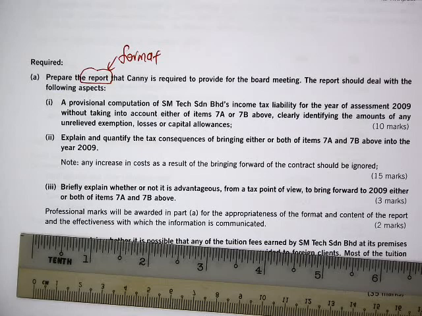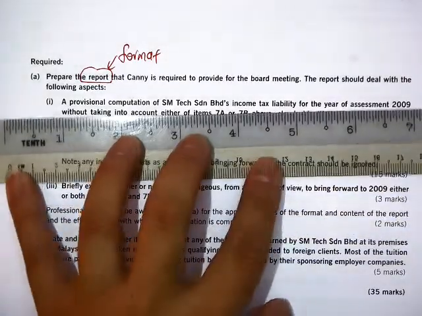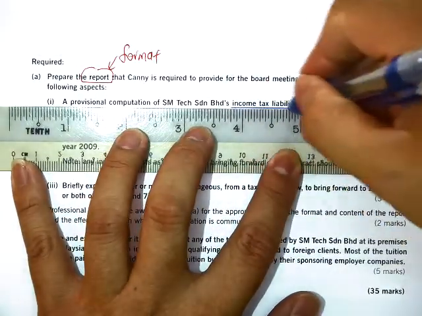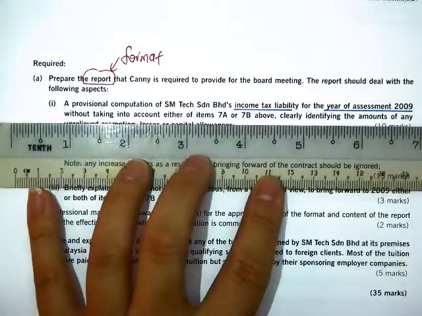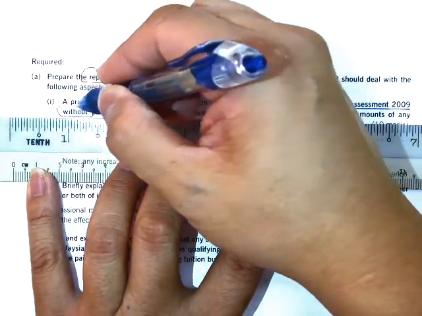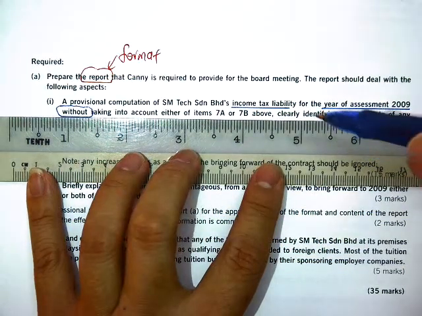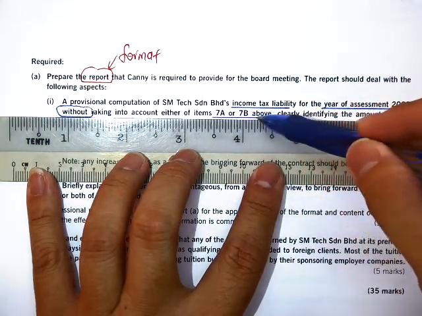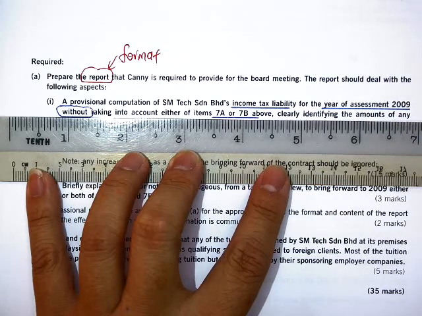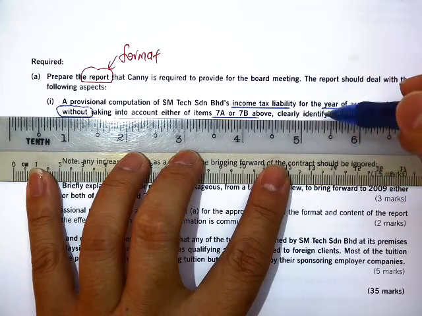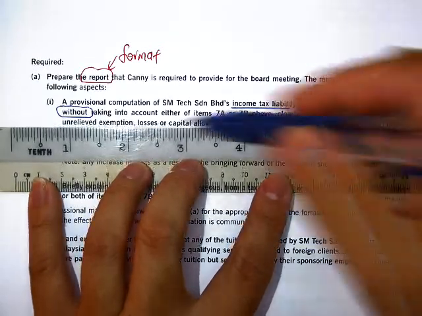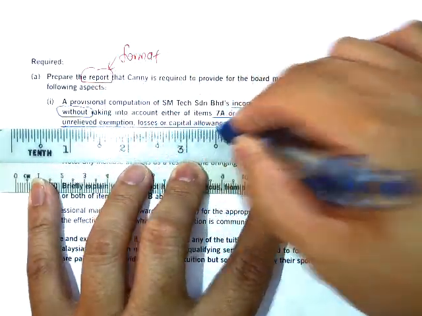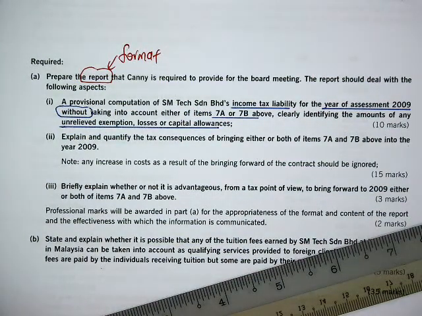Number 1, come up with the provisional computation of their tax liability for YA 2009 without taking into account either item 7A or B. Without, that means don't bother. Clearly identifying the amount of any unrelieved exemption losses or CA. Let me just do a tax computation without taking into account items 7A and B. Now what's A and B? You'll see in the question, okay?